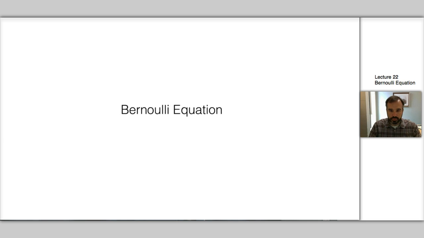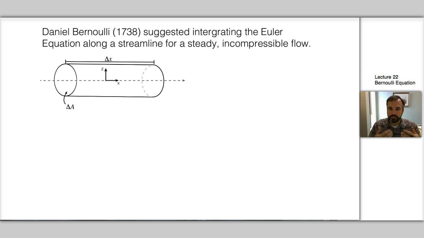So the Bernoulli equation was derived by Daniel Bernoulli in 1738 when he suggested that we integrate the Euler equation along a streamline for a steady incompressible flow. Okay, so what we're going to do here is start with the Euler equation and then do the derivation that Daniel Bernoulli did.